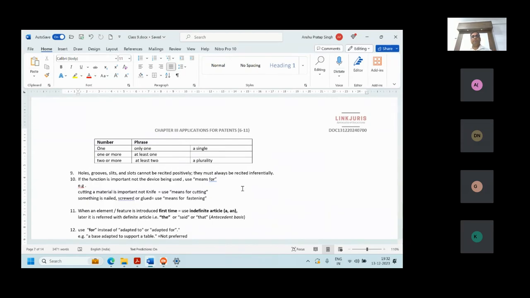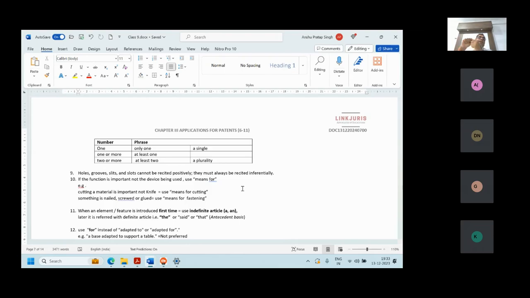Now there is means-plus-function. Means and function claims you would have heard of. The thing is, when a particular device is not important, for example, you want to cut something, but the knife as a device is not important. It can be cut by a knife, by scissors, by a blade, anything can be used. So how will you expand this? What is more important here is the function, cutting a material, more than a particular device. Then you have to say means for cutting.